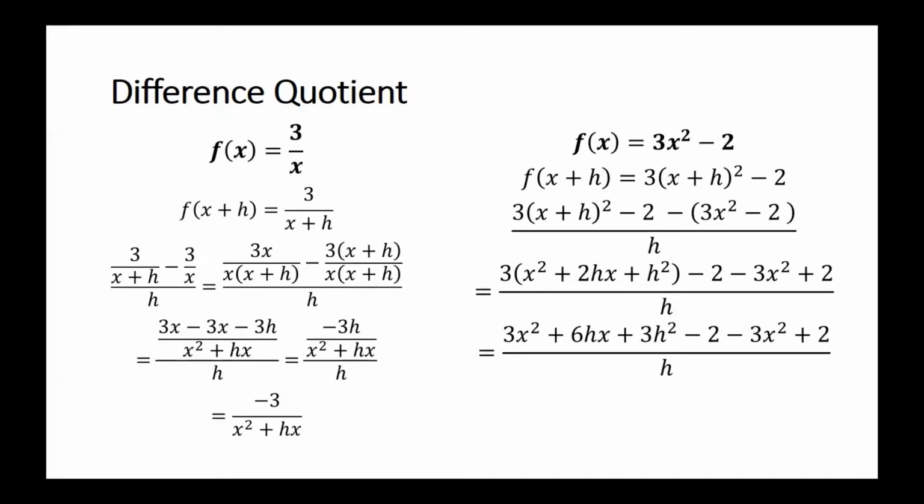Go through and simplify that numerator until we get down to 6hx plus 3h squared over h. And then as you can see, we can eliminate the h in the denominator. So we divide the numerator and denominator by h, and we get 6x plus 3h.